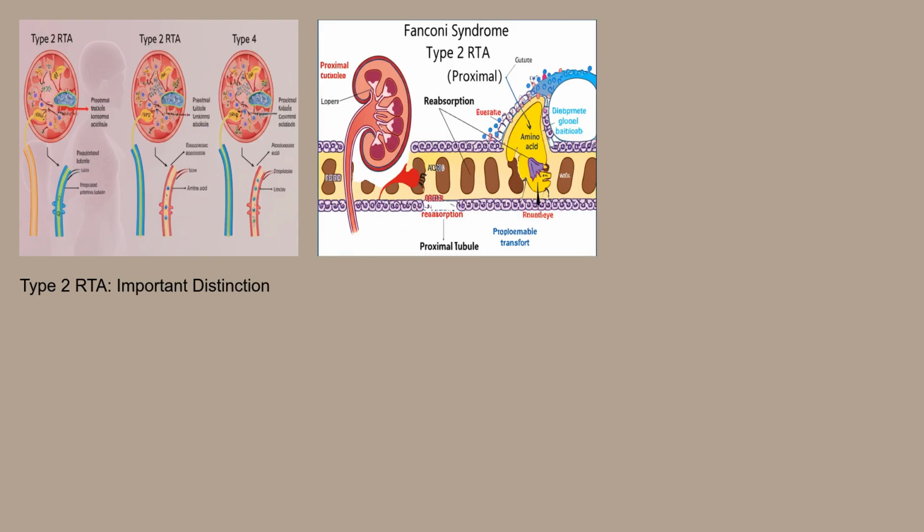While there aren't distinct subtypes of type 2 RTA in the same way as other forms of RTA, it is important to distinguish between isolated proximal RTA and RTA that is part of a more generalized proximal tubular dysfunction, such as Fanconi syndrome. In Fanconi syndrome, there is also impaired reabsorption of glucose, amino acids, phosphate, and other substances, leading to a more complex clinical picture.